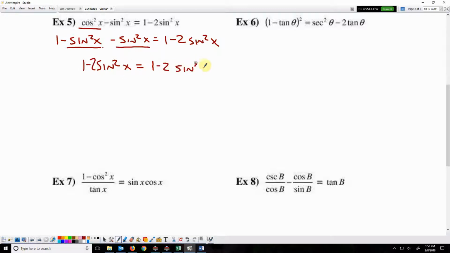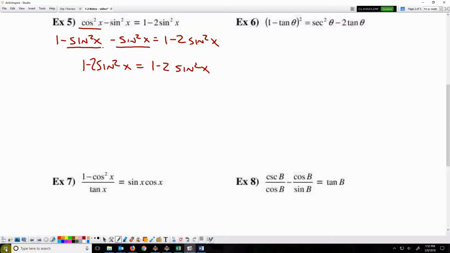So all I had to do here was combine these like terms. Minus sine squared x and minus sine squared x is minus 2 sine squared x. Two sides are identical, so I've proven that the original statement is true.